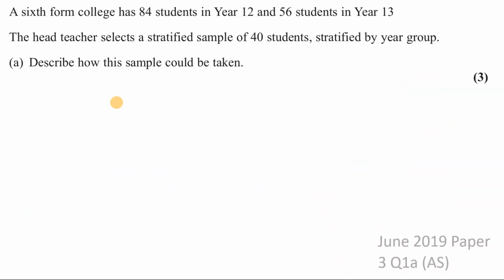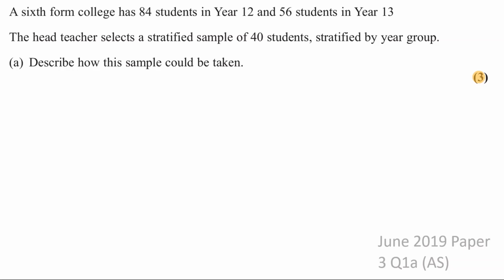Okay, so here's a final exam question where we're told a sixth form college has 84 students in year 12 and 56 students in year 13, and the head teacher selects a stratified sample of 40 students stratified by year group. For part A, for 3 marks, we need to describe how this sample could be taken. Now, I'll be honest, I think there are a lot of students who wouldn't get all 3 marks here because you need to include quite a few details in order to get all the marks.